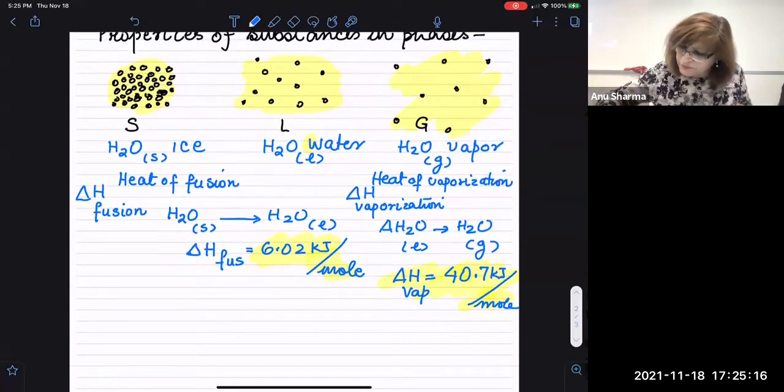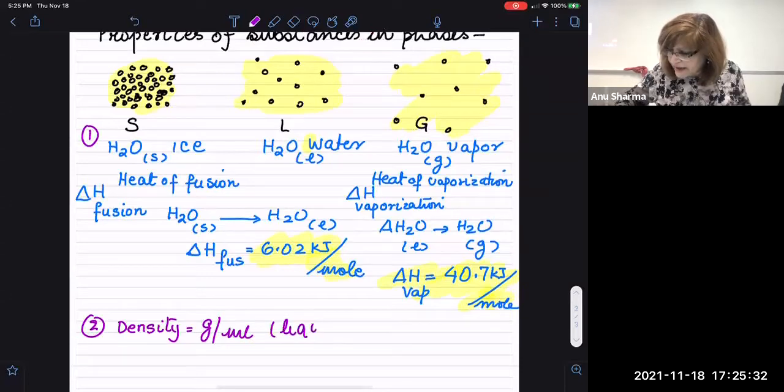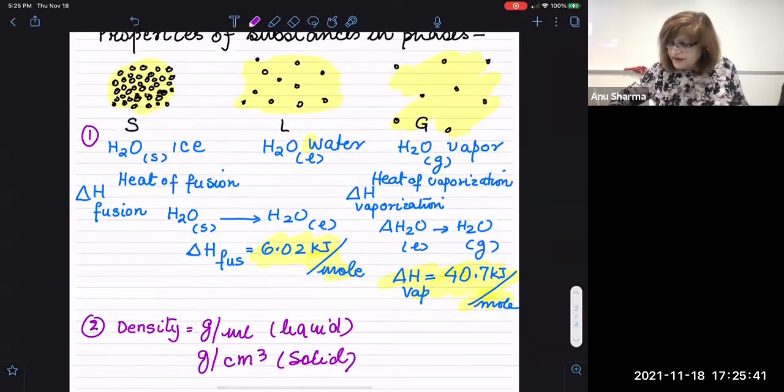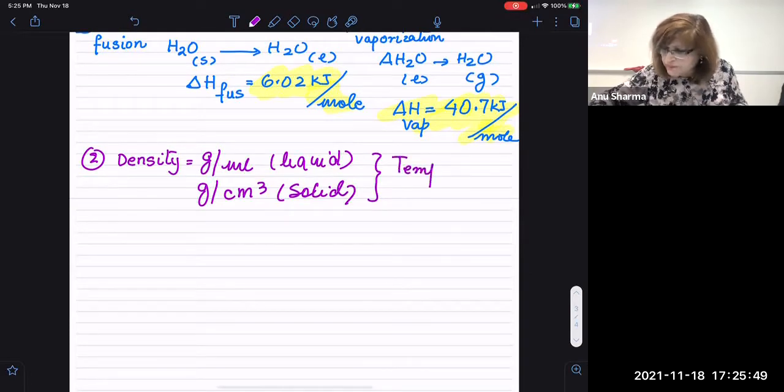Next, look at the density. Density is grams per milliliter for liquids and grams per centimeter cubed for solids. Densities, regardless of whether it's a solid or liquid, are also temperature dependent.